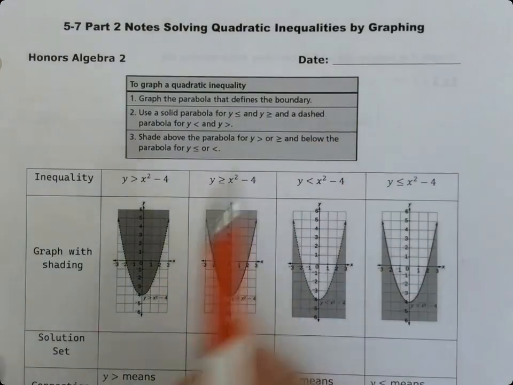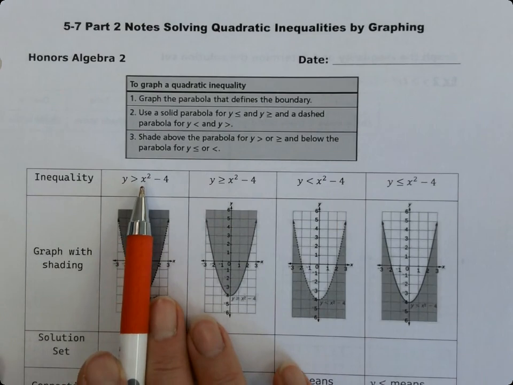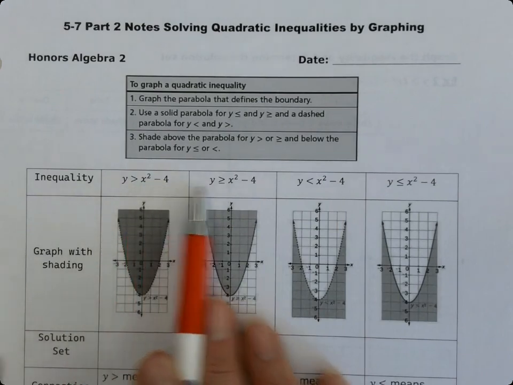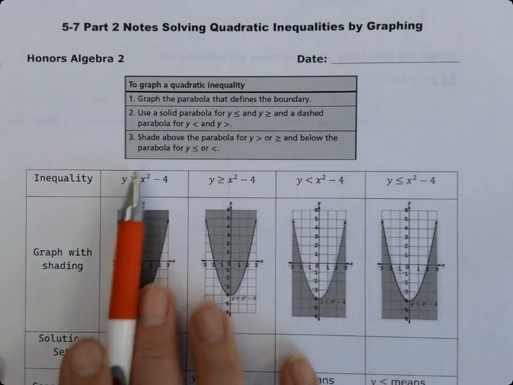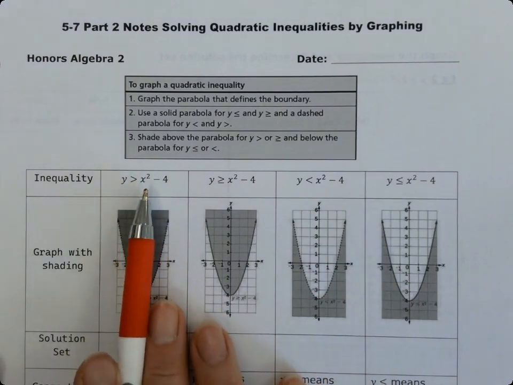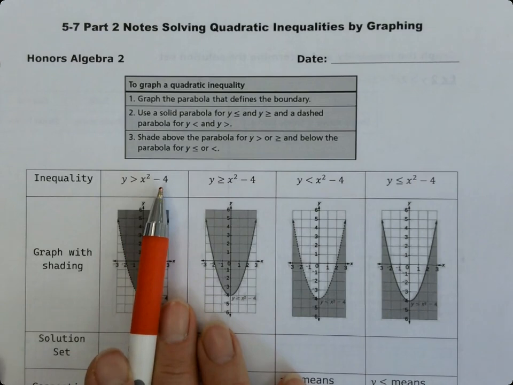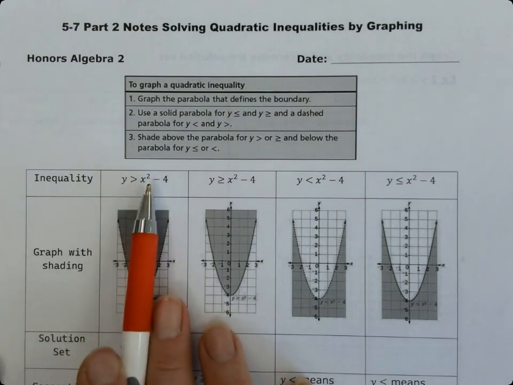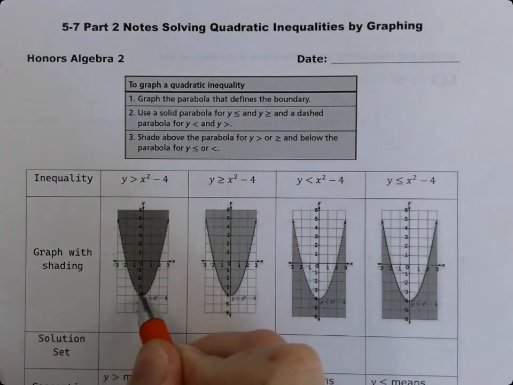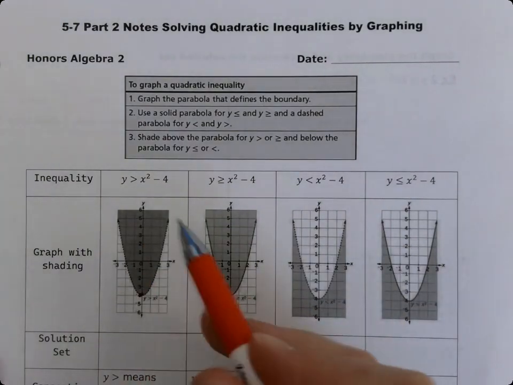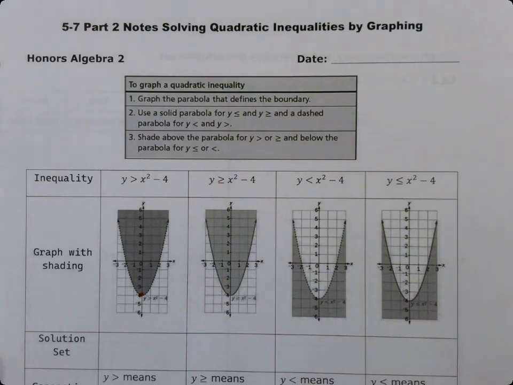So if you have the first one here, it says y is greater than x squared minus 4. So all of these have the same inequality. They're all the same parabola. You could look at this in standard form. A is 1, B is 0, C is negative 4. Or you could look at it in vertex form. H is 0, K is negative 4. There's my vertex.